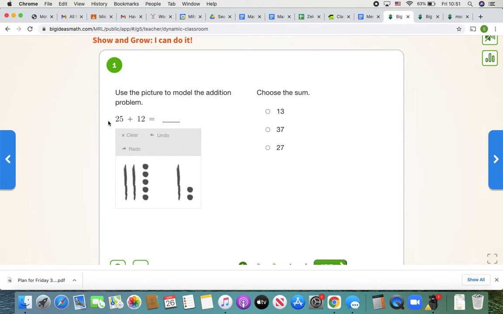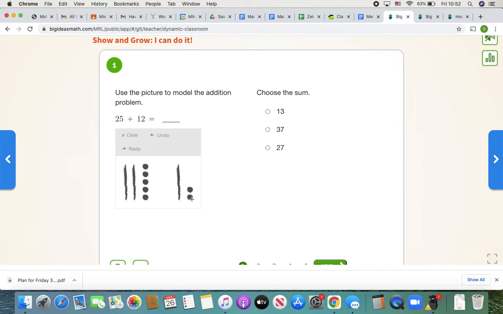So in here you see 25 plus 12, and then if you look below you see the model for 25. 2 tens, because 2's in the tens place, and then 5 ones, because 5's in our ones place, and the number 25. And then in the number 12, we see 1 set of 10, and then 2 as in the ones place.